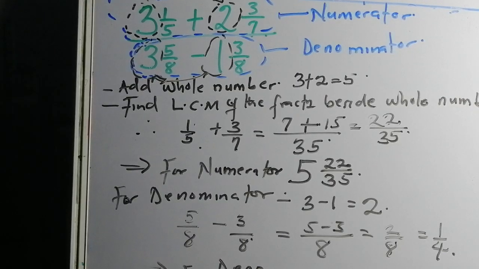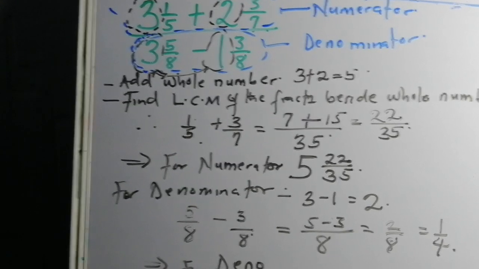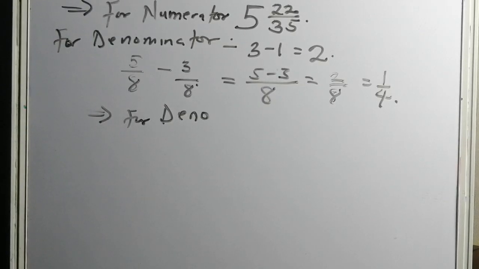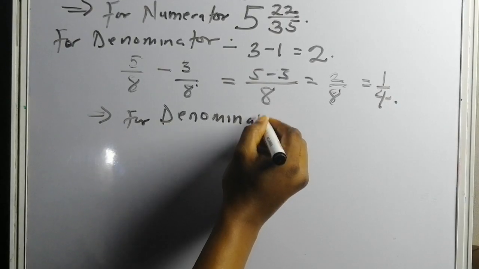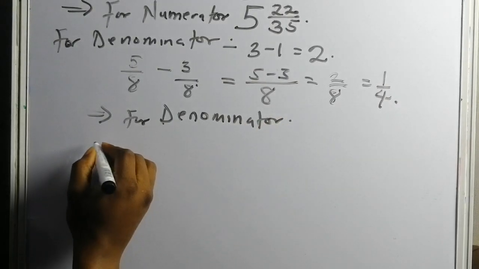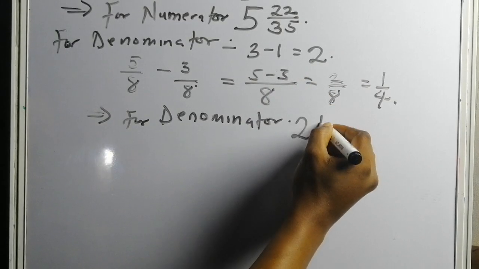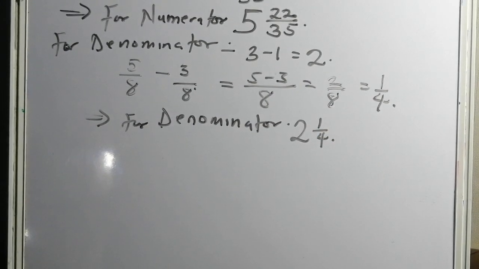So this implies that for the denominator, if you have 1 over 4, it will now be 2 whole number, 1 over 4. So we can now go back to the question.